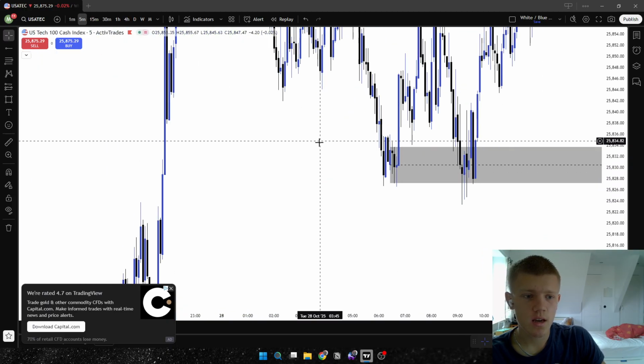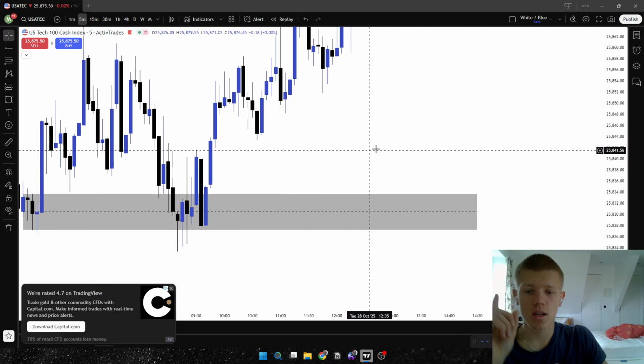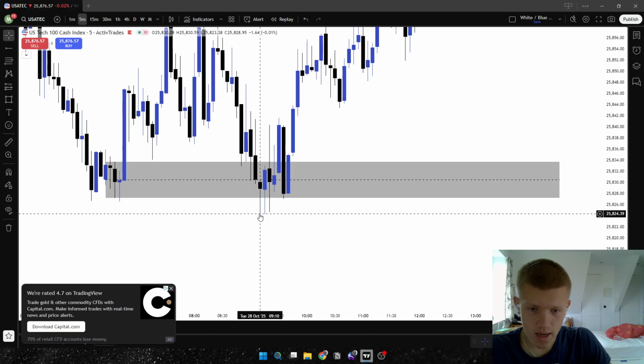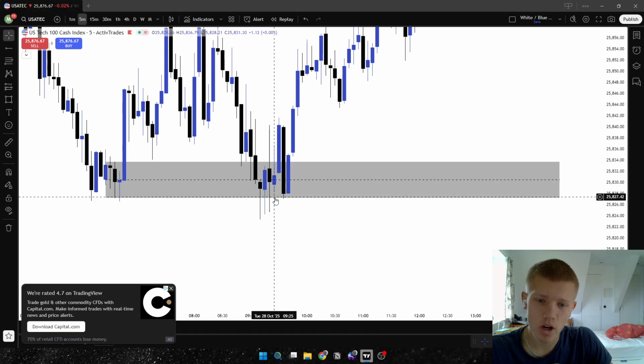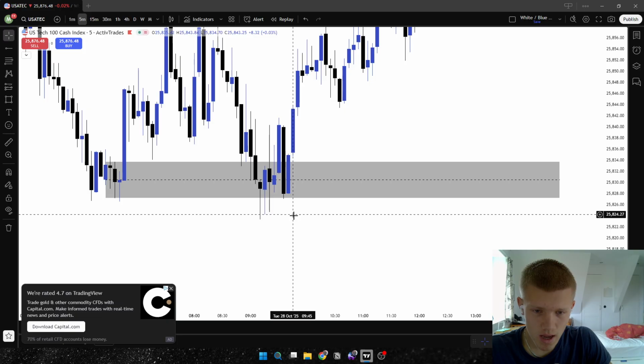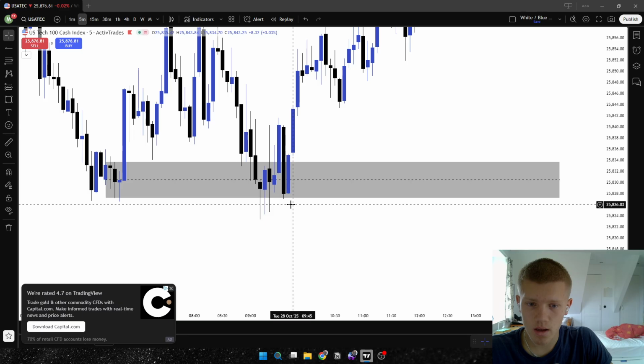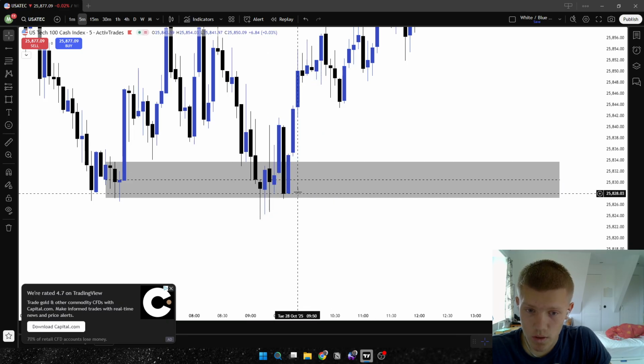And as you can see here, we actually respect it, because for both fair value gaps and order blocks, it does not matter if we wick outside, because it is about if we close outside. If we would have closed outside on this side of this order block, this would not have been a valid order block anymore. But we actually respect it.